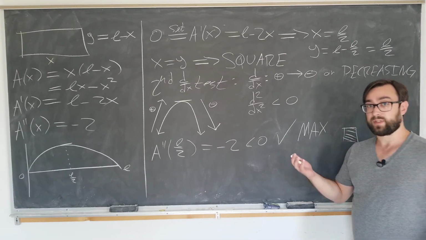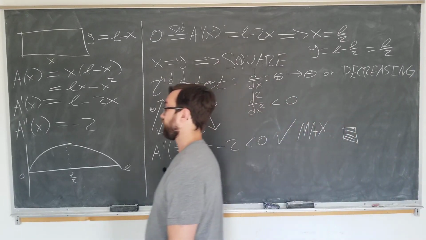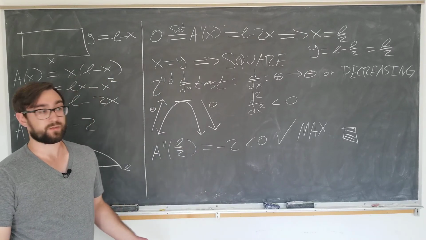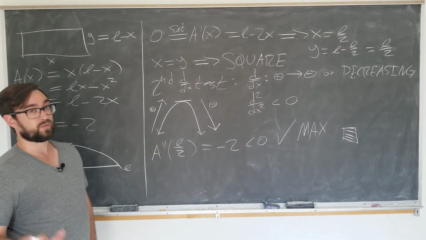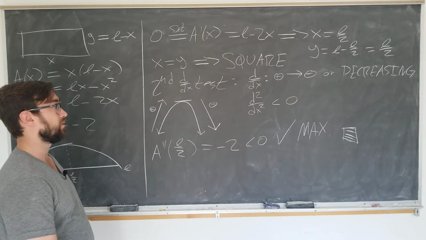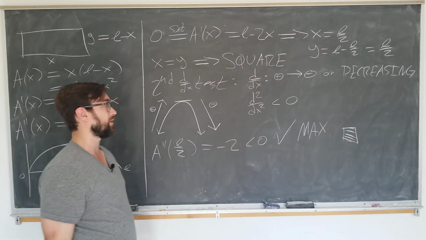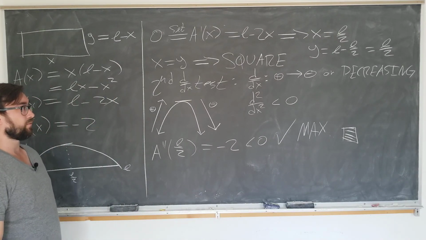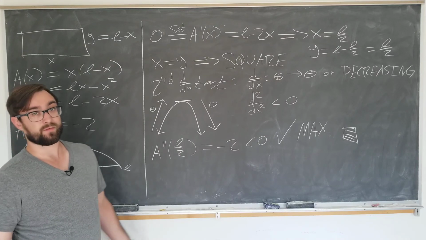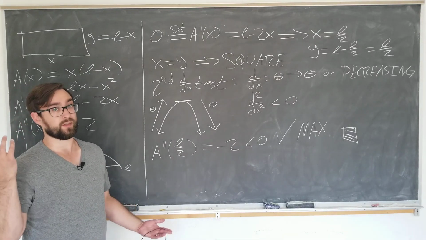A square really is the most efficient rectangle in the sense that if someone gives you a length of fence 2L, I just chose 2L because it makes some of the constants easier. Otherwise, you'd have L over 4s lying around. Someone gives you a length of fence and you want to enclose the maximum area for some reason, you better use a square. Otherwise, you're going to use too much fence.